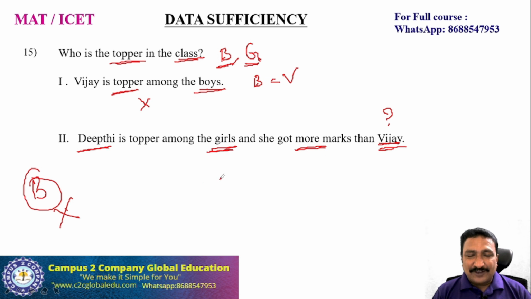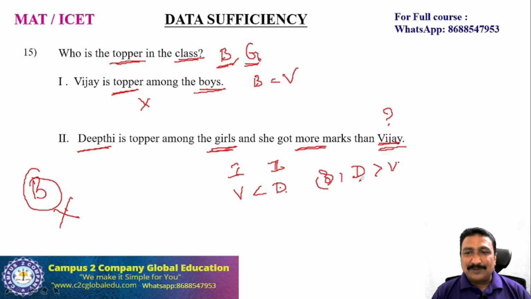While combining the first and second statements together, we know that Vijay is the topper among the boys, and we know that Deepthi is the topper among the girls and Deepthi got more marks than Vijay. So Vijay's marks are less than Deepthi's. According to this, Deepthi is the topper among all the students. So Deepthi is the topper in the class. So we get the answer by combining the first and second statements. So the answer is C, friends.